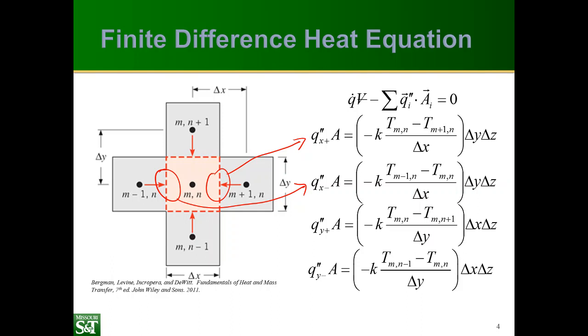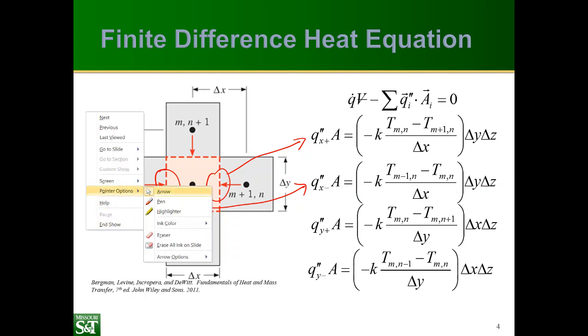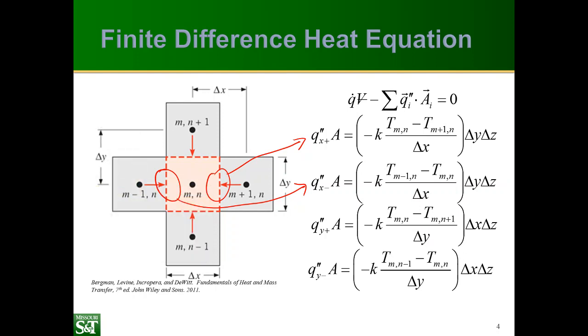So the next thing we're going to do is make an approximation that delta x and delta y are equal. So then we can cancel all these delta x's and delta y's. The next thing we're going to do is, if we look at this, the volume is going to be delta x, delta y, delta z. So we can cancel all the delta z's from this equation as well. And if we add these all together and rearrange the terms, because we also have this right here, so q dot delta x, delta y, delta z, but we've canceled the delta z.